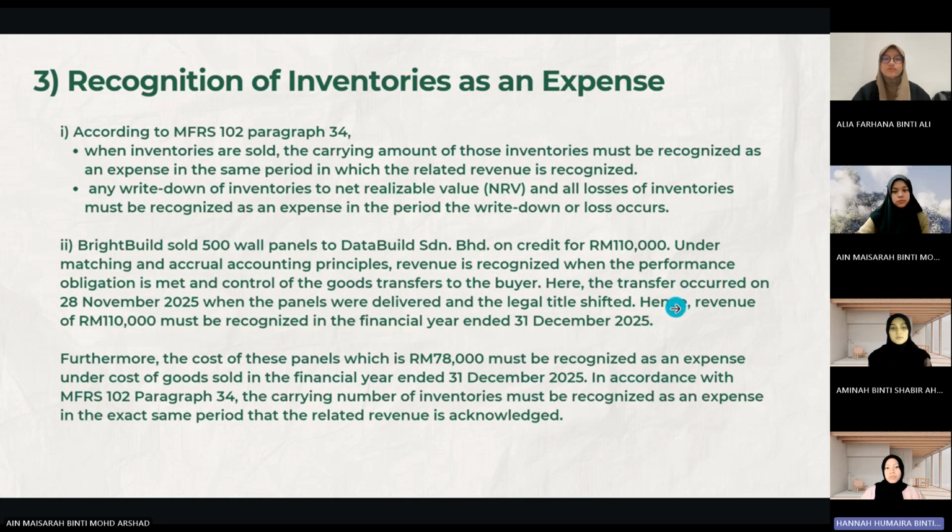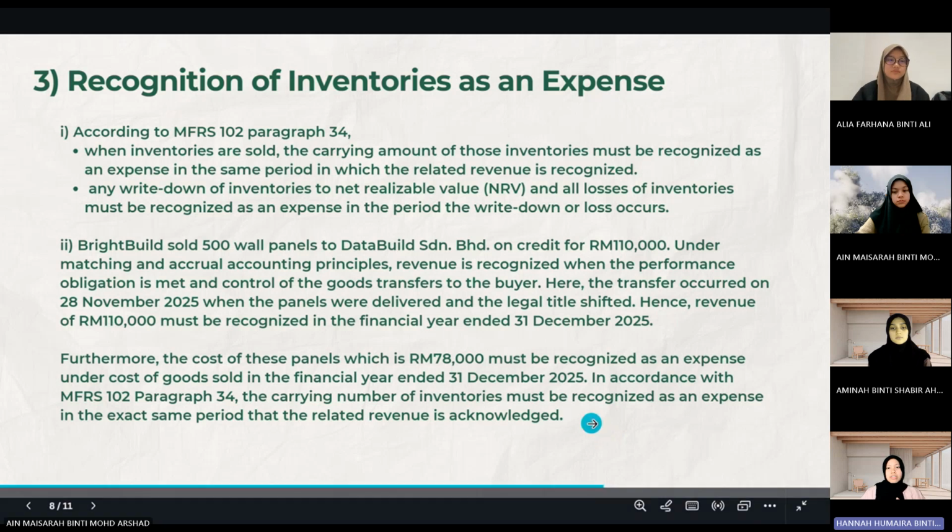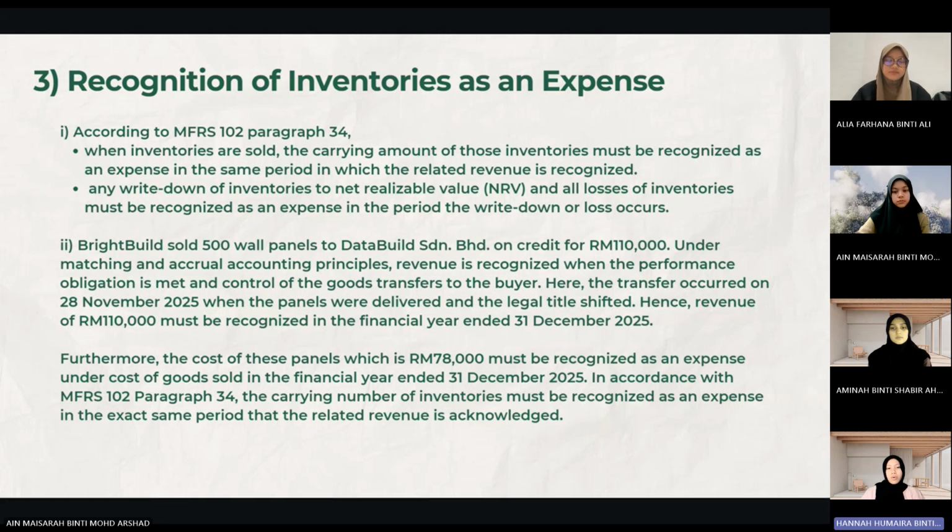Furthermore, the cost of these panels, which is 78,000 ringgit, must be recognized as an expense under cost of goods sold in the financial year ended 31st December. In accordance with MFRS 102 paragraph 34, the carrying amount of inventories must be recognized as an expense in the exact same period that the related revenue is acknowledged.